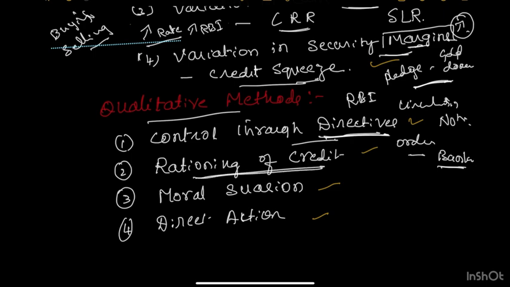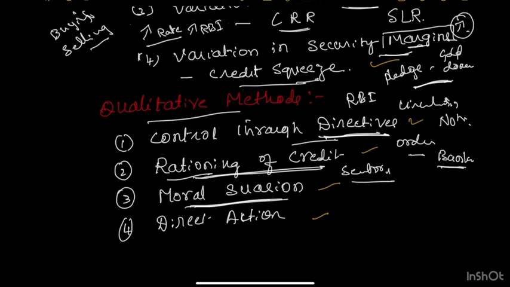And rationing of credit, that means there will be certain restrictions on certain kinds of loans which are granted by the banks. That means only certain sectors are encouraged by the RBI, and certain sectors are discouraged. Some ceiling limits will also be given. Based on that, a control over the credit creation can be done by the RBI.